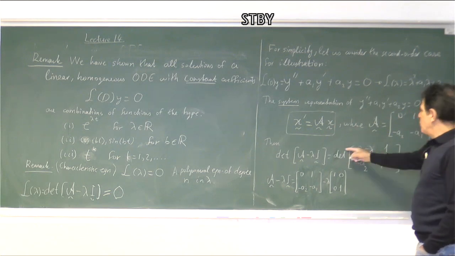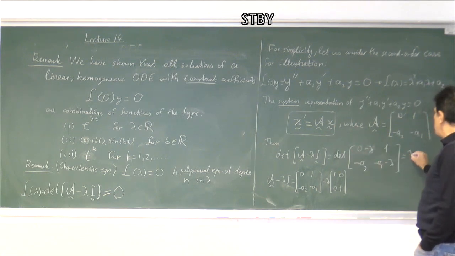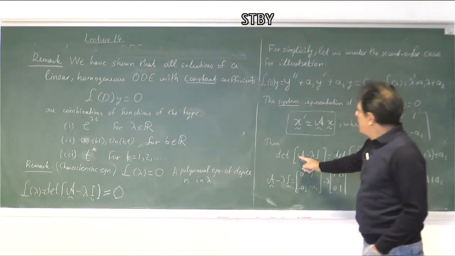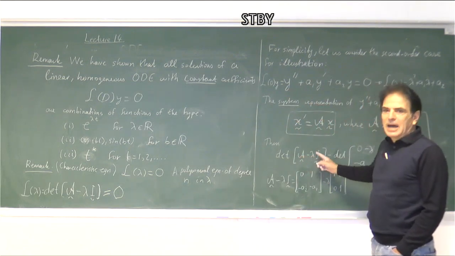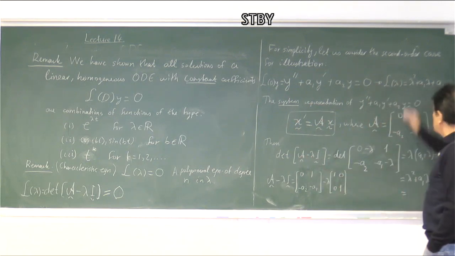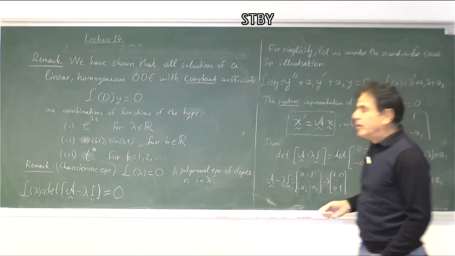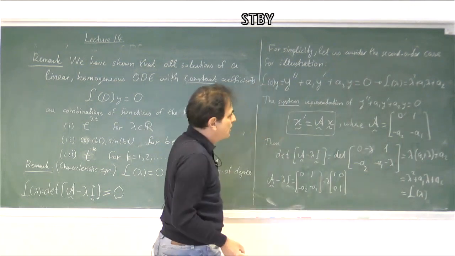Therefore, if you calculate the determinant, you see that we have lambda times A1 plus lambda, plus A2, which is lambda squared plus A1 lambda plus A2. Good. So this is the characteristic polynomial of the matrix A minus lambda identity, which is nothing but L of lambda, obtained more directly. Good.